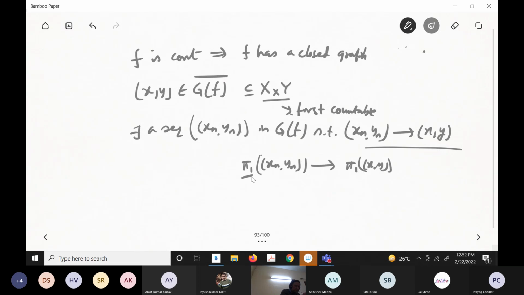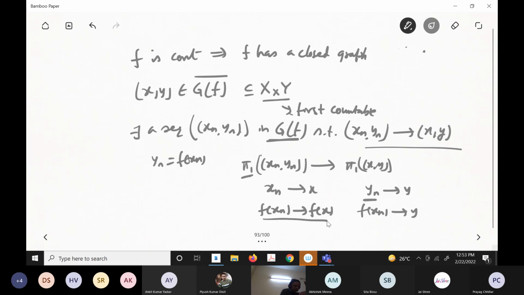Projection is a continuous map, and this is coming from xn; this is coming x. Similarly, if you take the second projection, that will give you this. But yn is from the graph, so yn is actually f(xn). So f(xn) goes to y. But f is given to be continuous, so f(xn) goes to f(x).